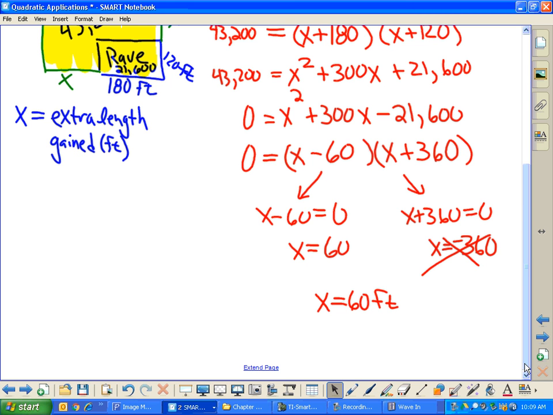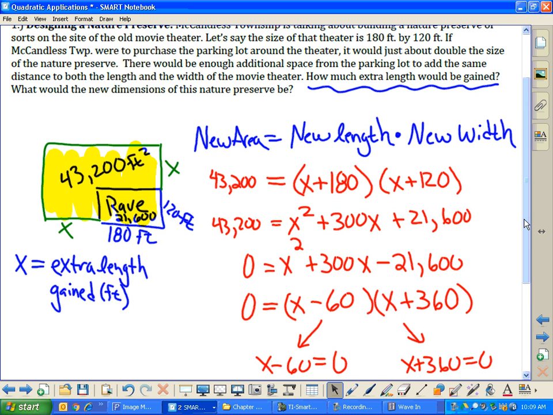So they're going to be able to double the area of this wetland or nature preserve by adding 60 feet onto the new width and 60 feet onto the new length. It's always a good idea to go back and make sure you answer the question. When we answer a word problem, we usually write our answer as a sentence to be clear. So let's go back and do that. It said, how much extra length would be gained? Can anybody give me their sentence to answer that question?